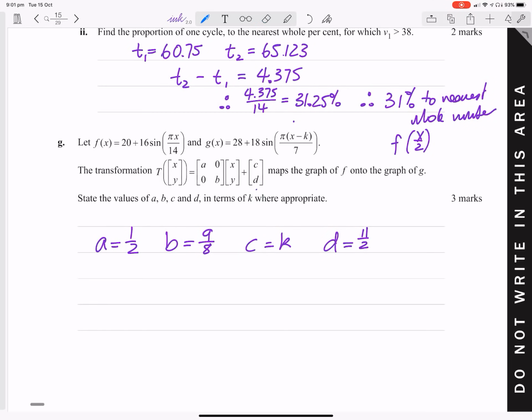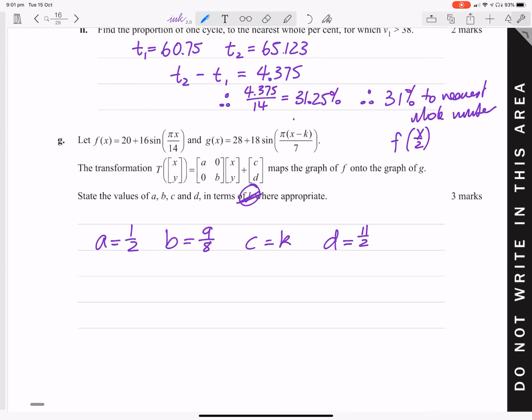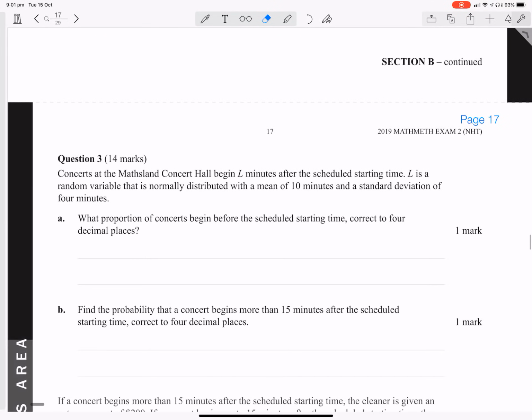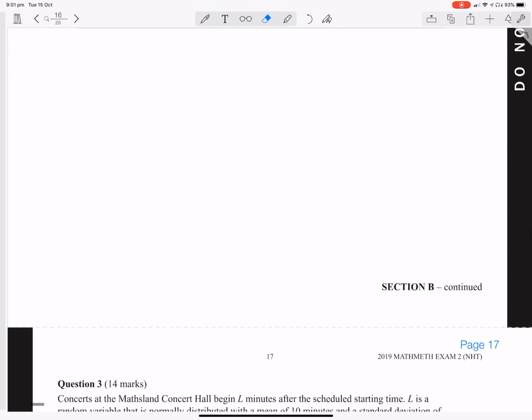I didn't realize it said in terms of k. I'd forgotten that it was, I thought we were only using this value, but we're not. Okay. Good, that question's over with.